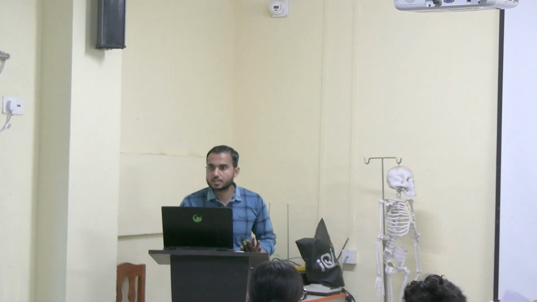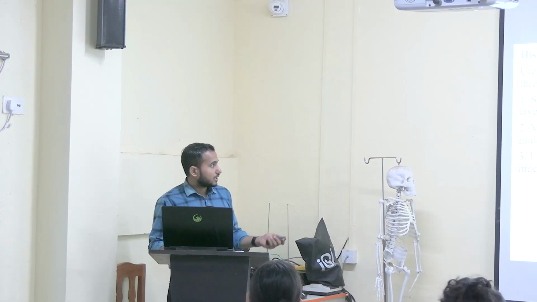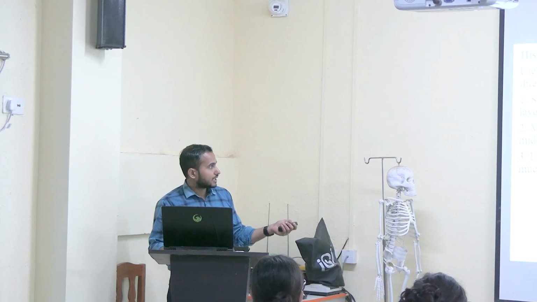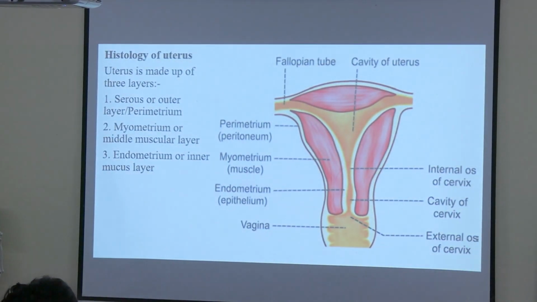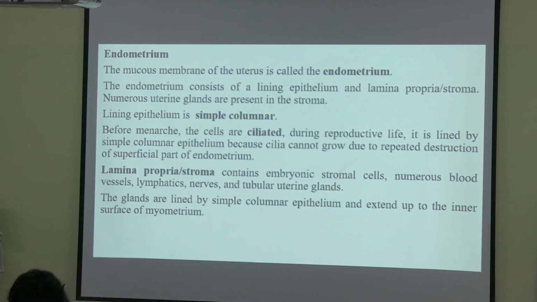uterus. Now in the uterus, three linings are there. I am talking about the microscopic structure of the uterus. So what are those three linings? Yes, endometrium is the innermost layer, then myometrium and the perimetrium. Okay, so what can you expect in the endometrium? The mucous membrane is called the endometrium.